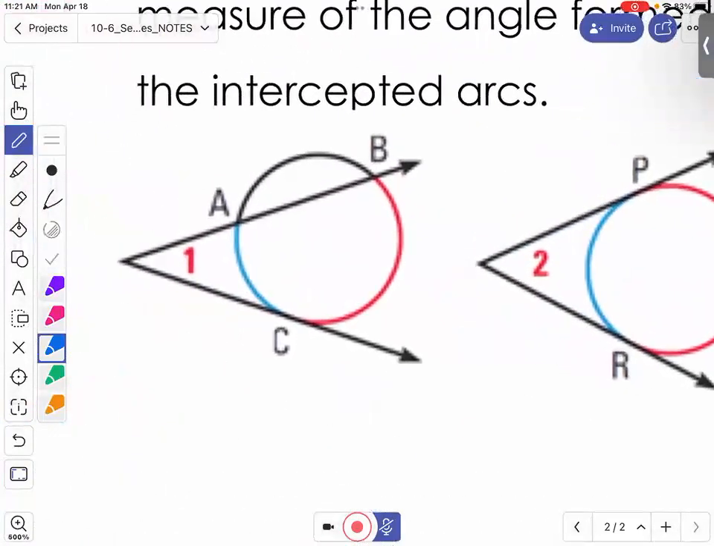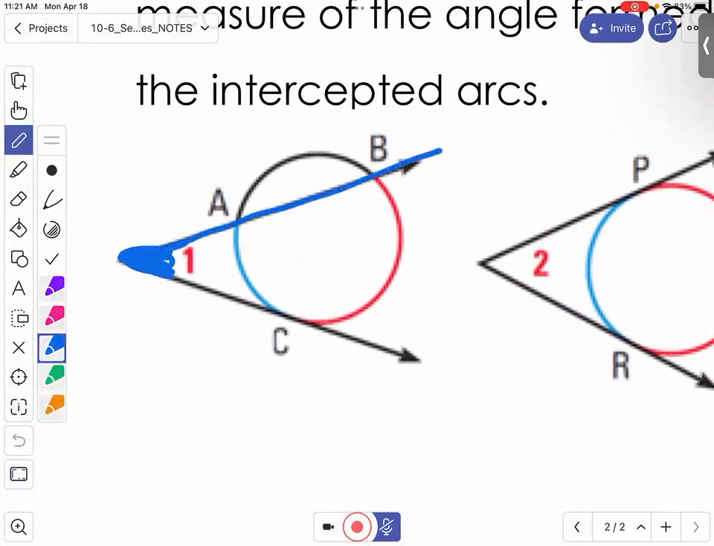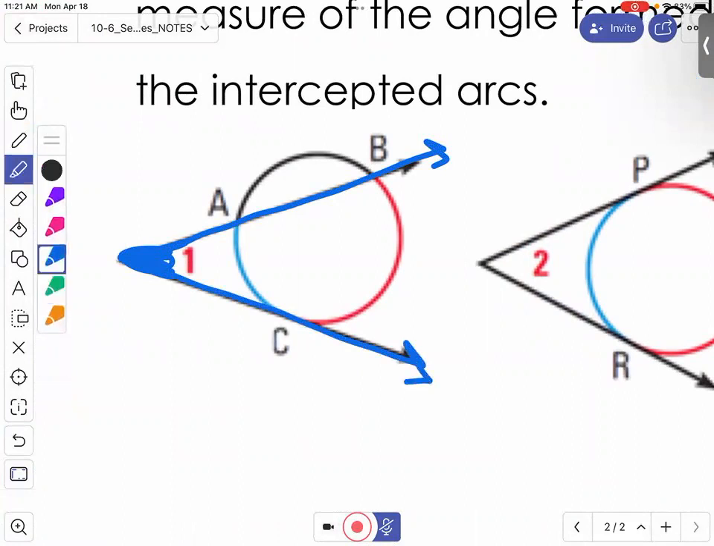So let's start with our first picture, picture 1 here. Again, the angle I need is outside of my circle where my 2 lines intersected. And I have to use the sections of the circle that are inside those angles, or inside those lines, in this case, inside the tangent and secant line.